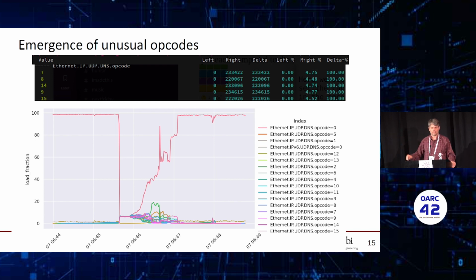Here are the unusual opcodes. You can see that the normal operation code of 0 is chugging along near 100%, and then all of a sudden we get all of these other opcodes storming in there. And you can see that the DDoS attack trails off, and all the other opcodes start falling away.